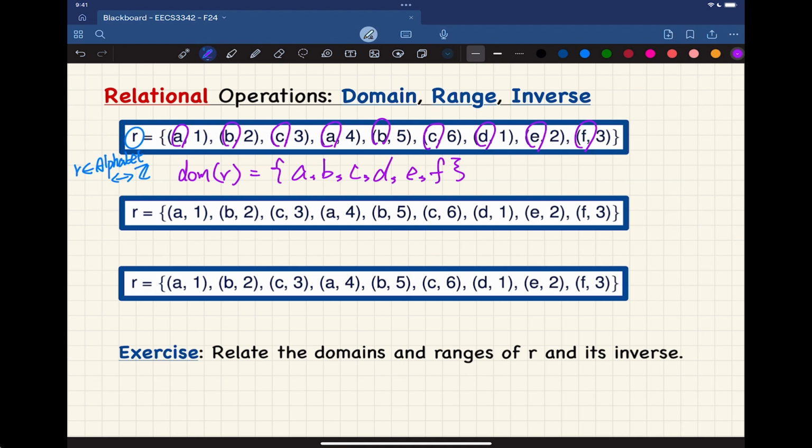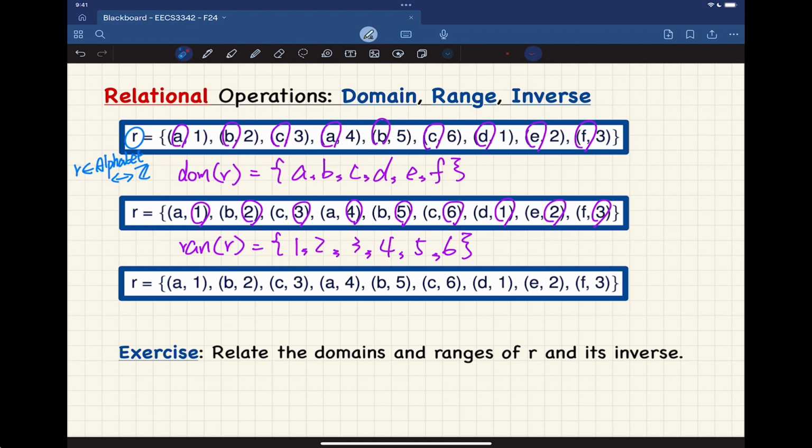The second one is about range. By definition, it's kind of symmetric. It's going to be all the second values in the pairs: 1, 2, 3, 4, 5, 6, 1, 2, 3, and make a set out of them: 1, 2, 3, 4, 5, 6. That's it. Right? Domain and range. Second values. And of course, I will encourage you to also look at the formal definition using set comprehension. They are easy.